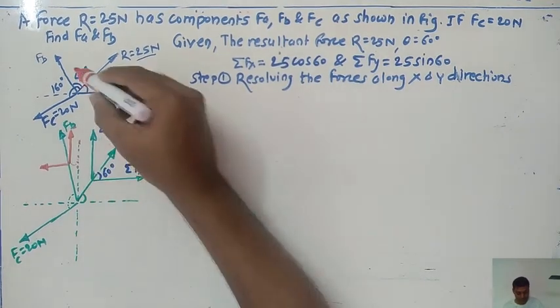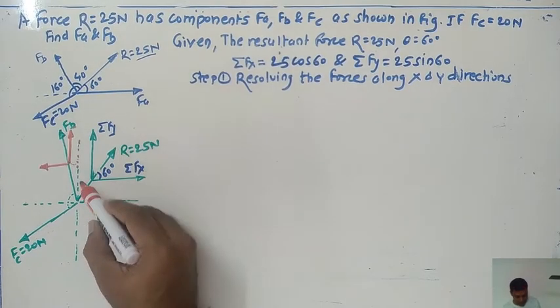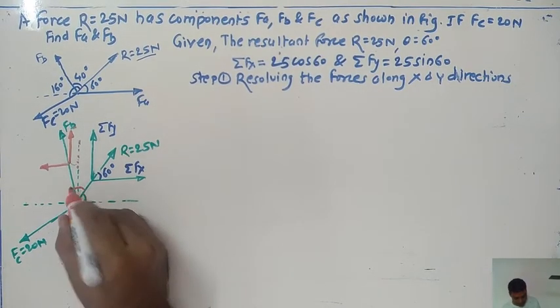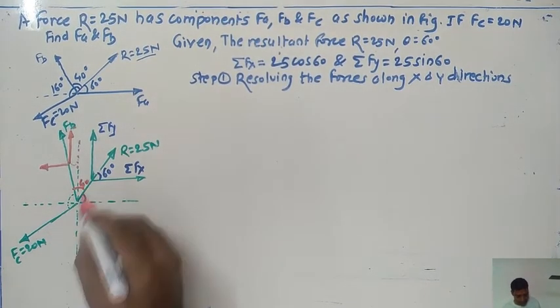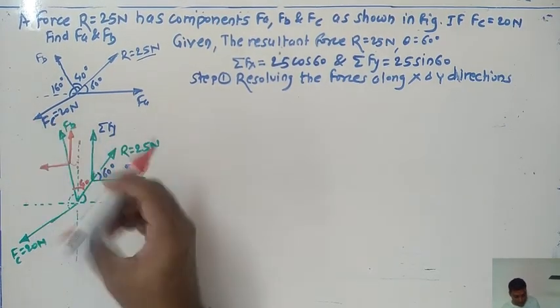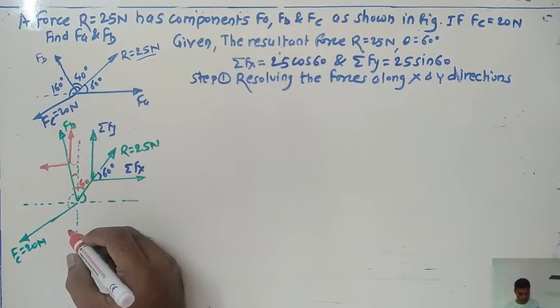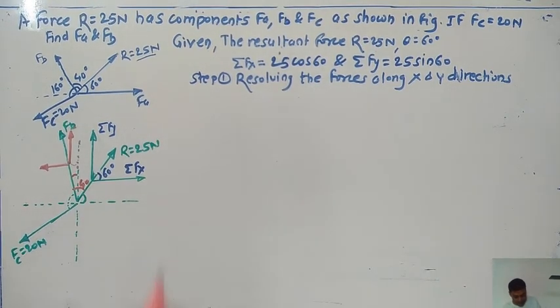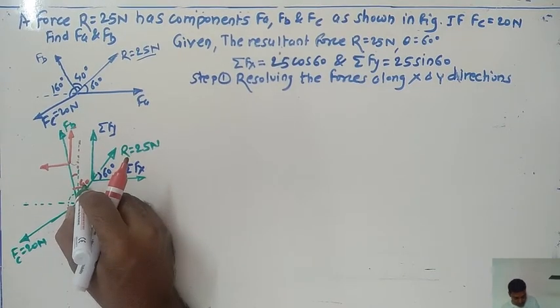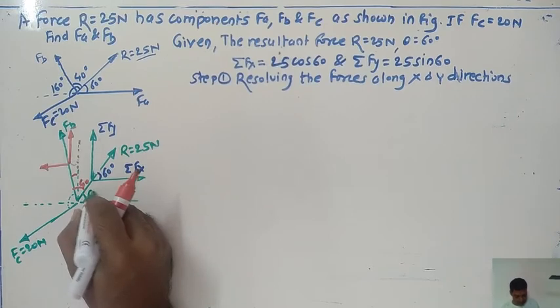Okay, so in this case the angle between force FB and this resultant R is given as 40 degrees. But I need the angle made by this force with the vertical axis. So what about this angle? This angle is given as 40 degrees. Here, what about this angle? This angle, here with us, is 60 degrees.